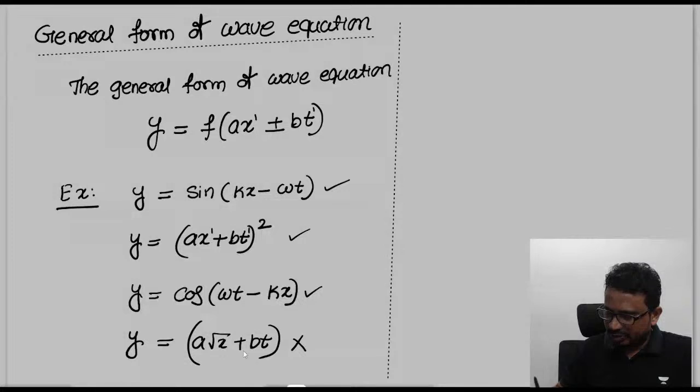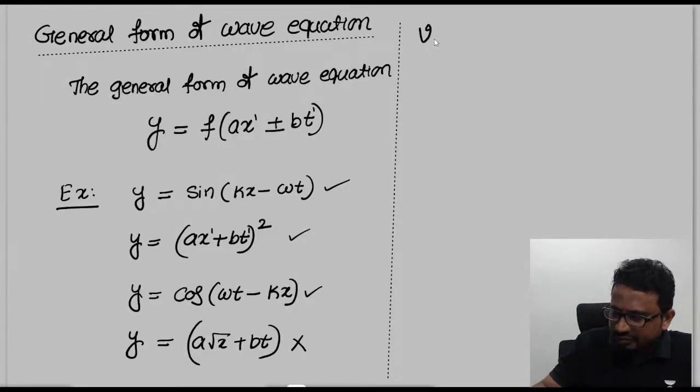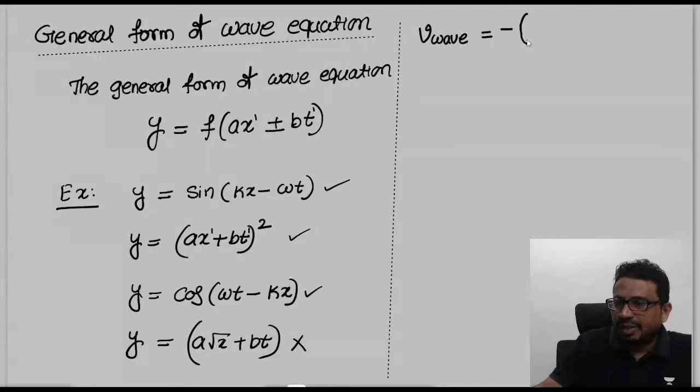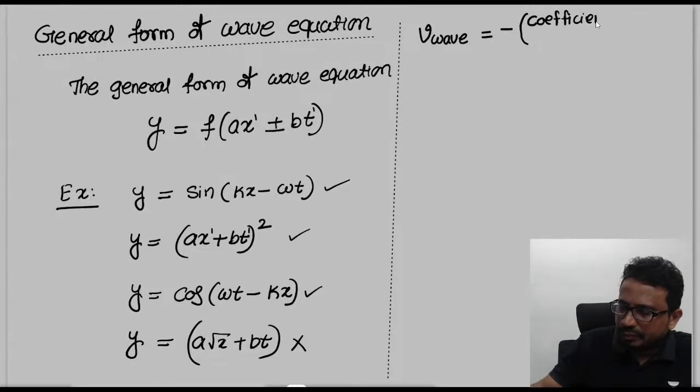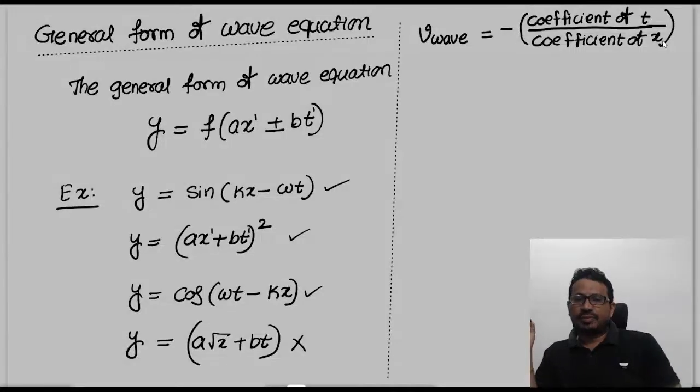Wave equation means that it should be in this form. X power is 1 and y power, t power is also 1 only. Then only that is a wave equation. Now if they given like this, then the velocity formula of the wave is equal to minus of coefficient of t by coefficient of x.